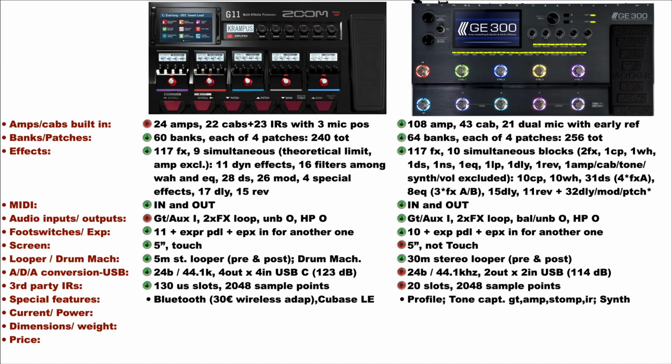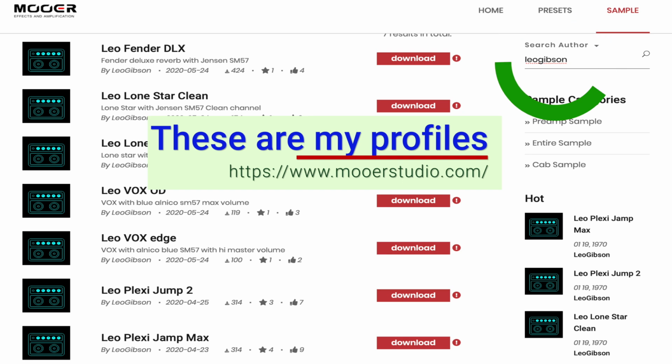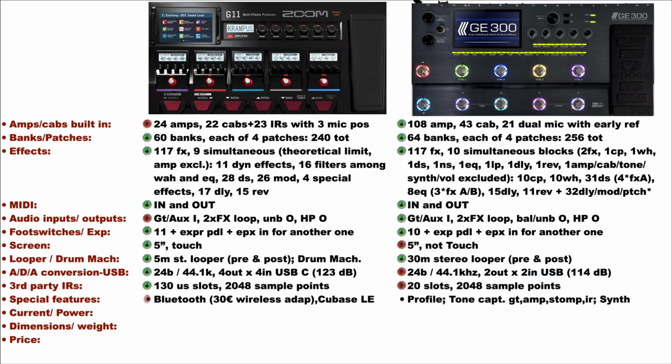As regards special features, I would mention the possibility to control the G11 with your tablet via Bluetooth, but buying an external connector, which price is 30 bucks. And the possibility to capture not only an amp but also your guitar or a stomp pedal for the G300. Furthermore, the G300 has a built-in synth, which is really very nice, and it also offers the possibility to load profiles done with the Mooer GE Labs app, downloading them from the Mooer Cloud website, which is pretty amazing. So here I would give a thumbs up to the G300, as it has more to offer in my opinion.